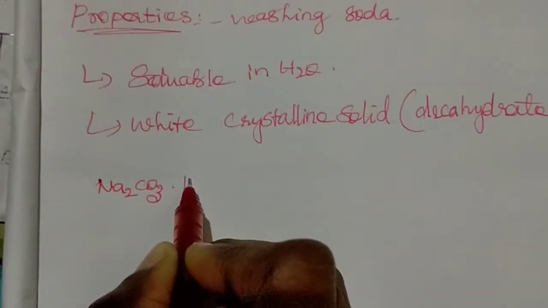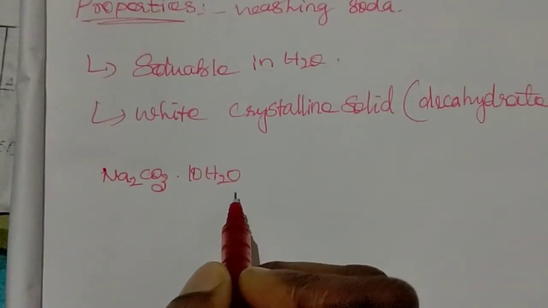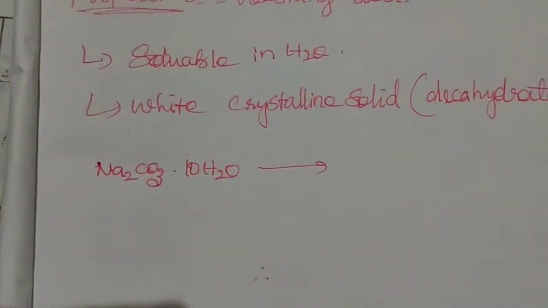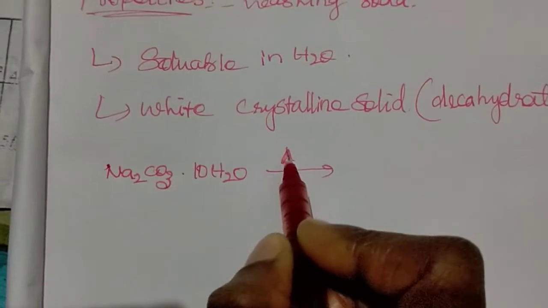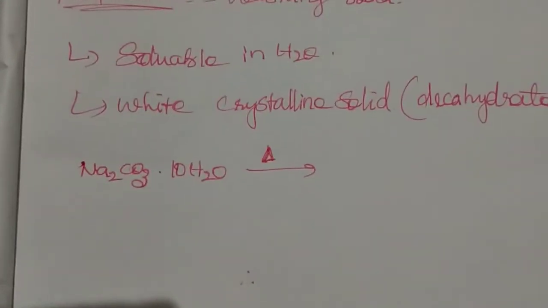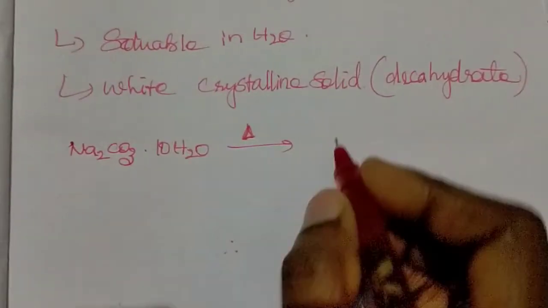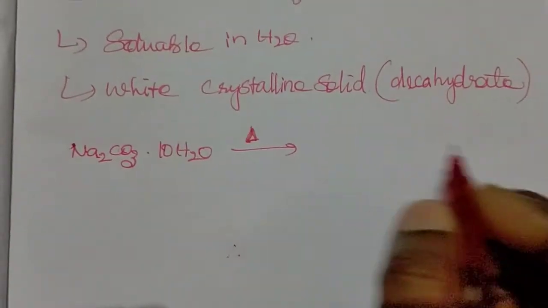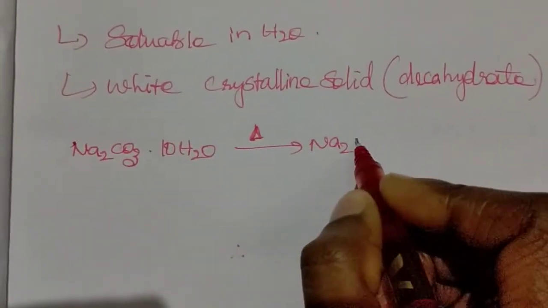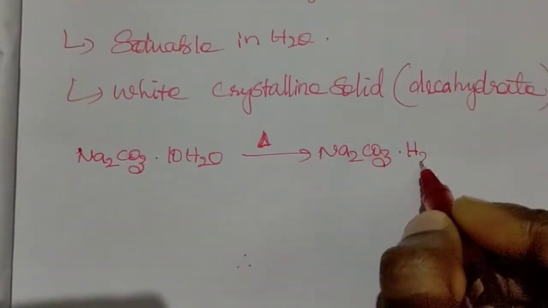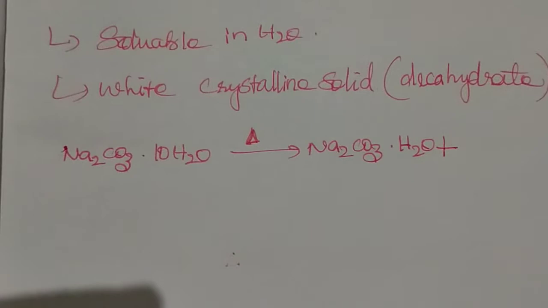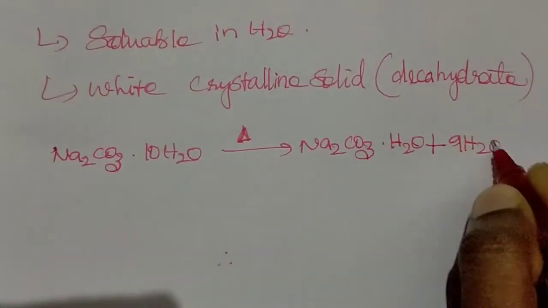Na2CO3·10H2O. This is the formula of decahydrate sodium carbonate, that means the general formula of sodium carbonate. When it undergoes the heating process, it releases the water present in this sodium carbonate. So it releases 9H2O, it evolves water vapor as 9H2O. So it forms Na2CO3·H2O, monohydrate sodium carbonate.